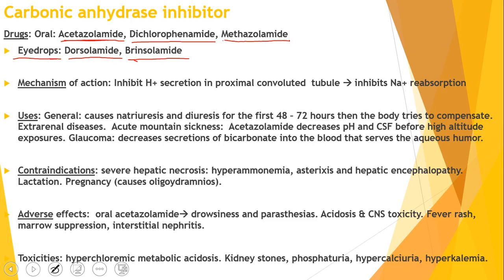So maybe what you can do is, the ones that I guess they all end in amide, so that's a good way to recognize these carbonic anhydrase inhibitors. But this one's got a dorso and a brinzo, and what I'm seeing is they both have the letter S in them, whereas I'm not really seeing any S's up here. So maybe what you can think is that eye drops.